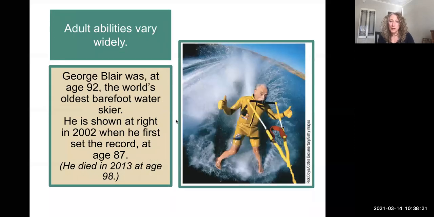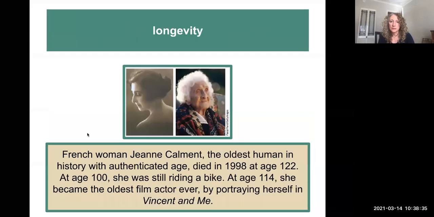Adult abilities vary widely. So here we have George Blair at 92, who was a barefoot water skier and had set a record at 87. So there you go, something to look forward to. He did die at 98.